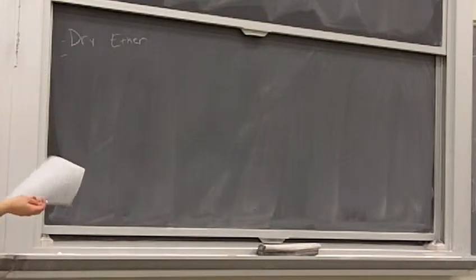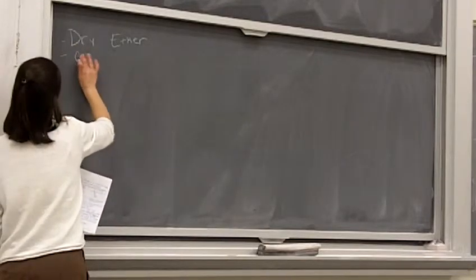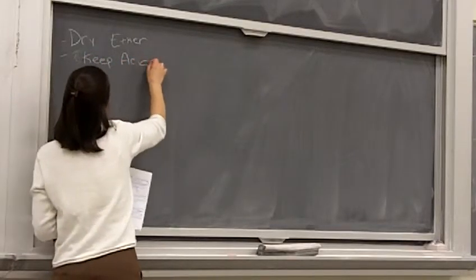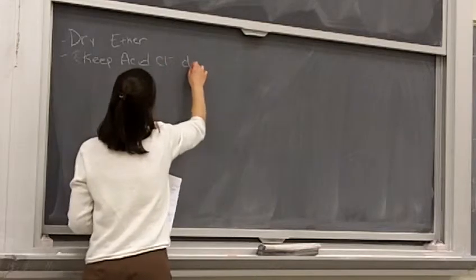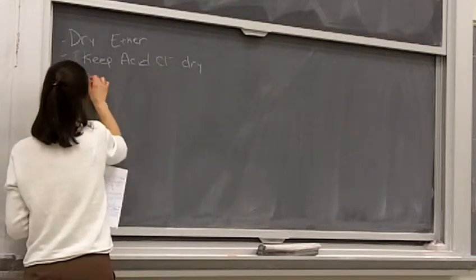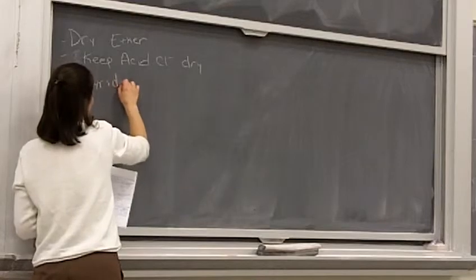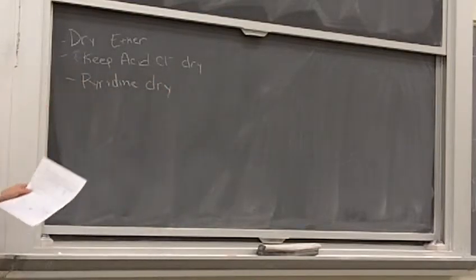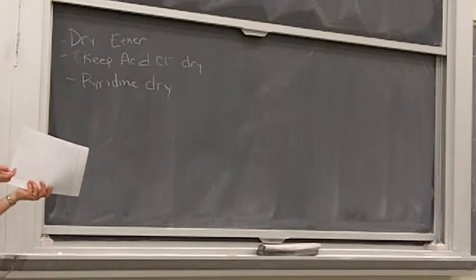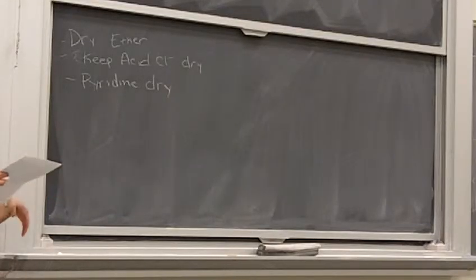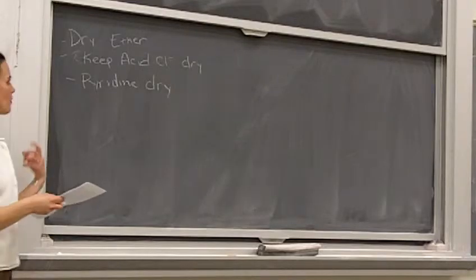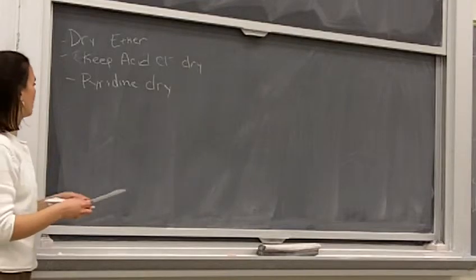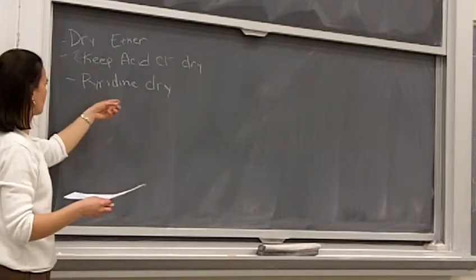You want to keep things as dry as possible, so keep the acid chloride dry. Keep the pyridine dry. And just be really careful that you don't introduce any water into the reaction at all, okay? Because water will react with your acid chloride instead of your acid chloride reacting with the hydroxyl group of the ester.